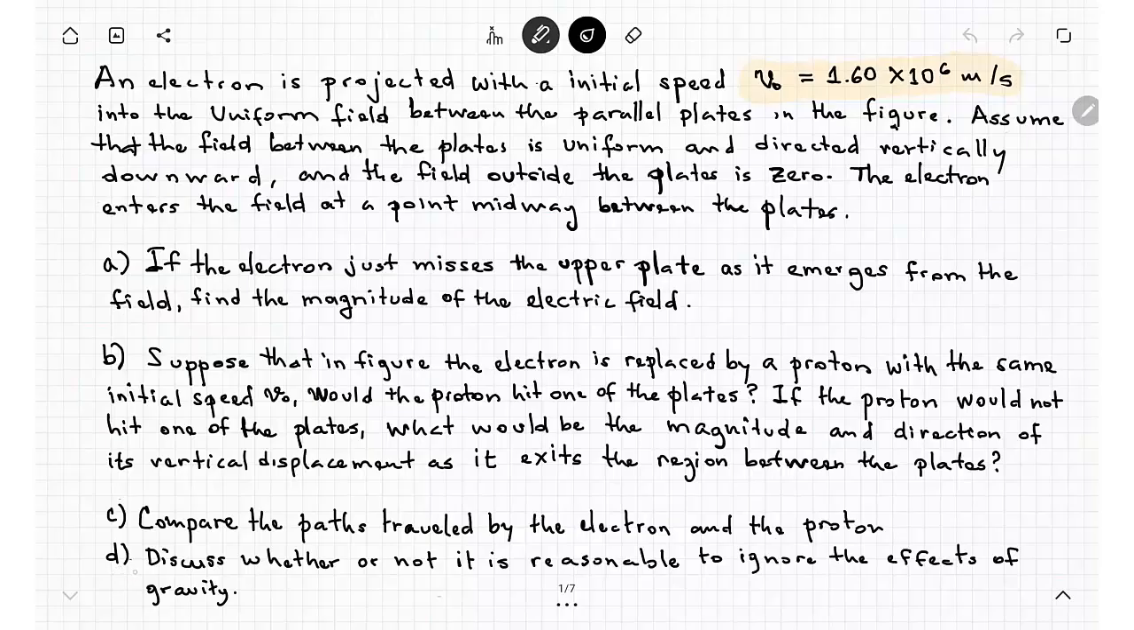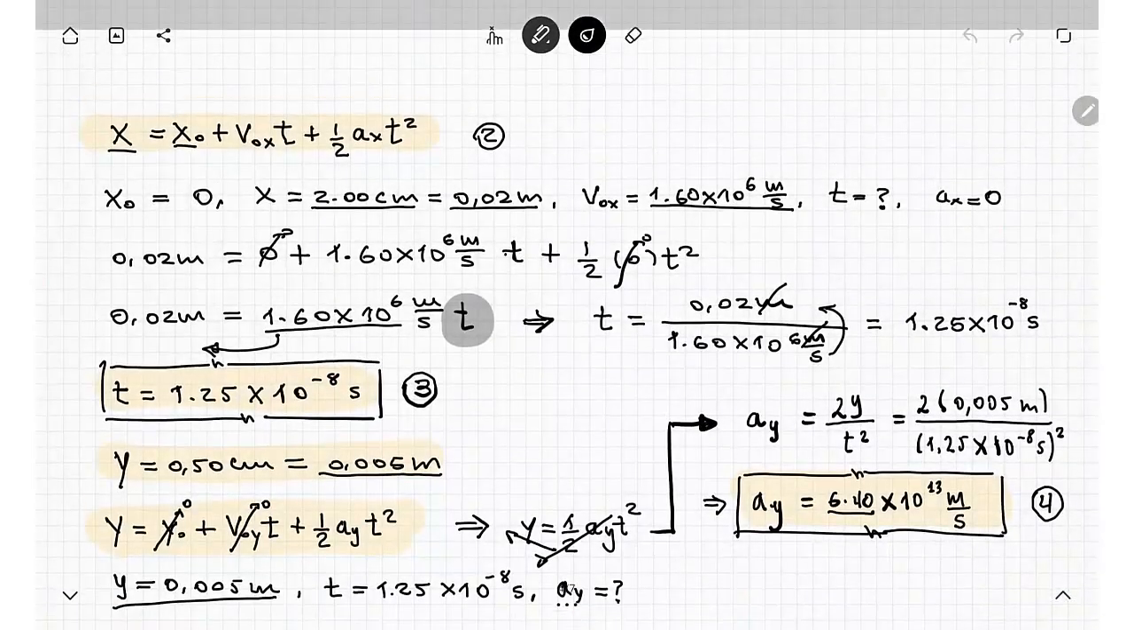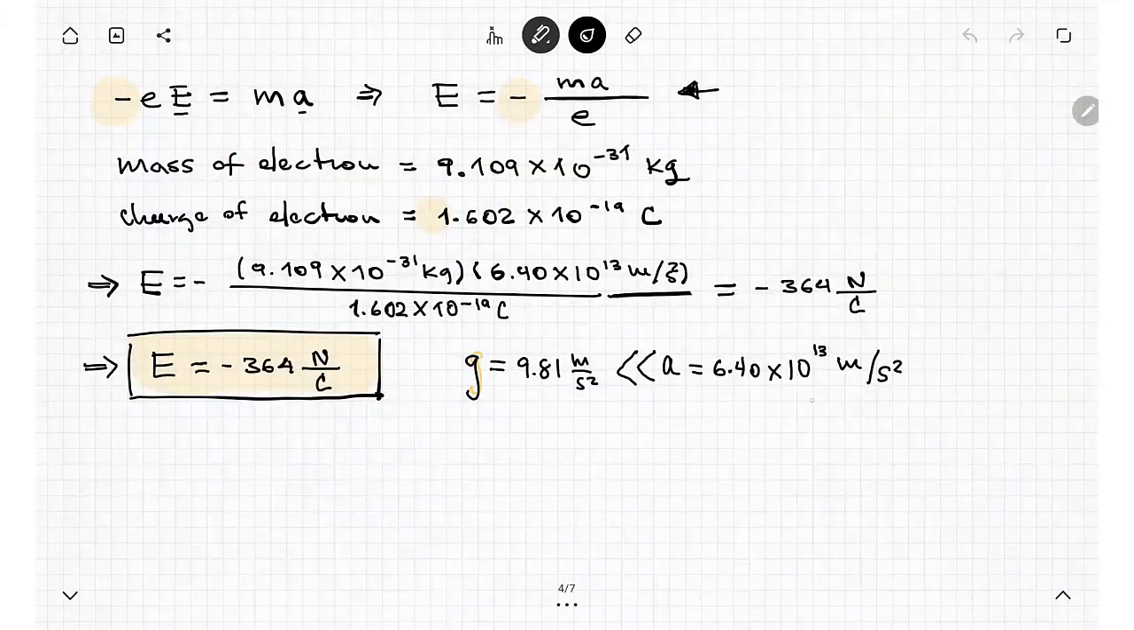Just take a second to do that. Discuss whether or not it's reasonable to ignore the effects of gravity. Yes, it is, because the acceleration of the electron is 13 orders of magnitude higher than the acceleration of gravity. It's way higher, so it's totally negligible. So it's reasonable to neglect the effect of gravity on this problem.